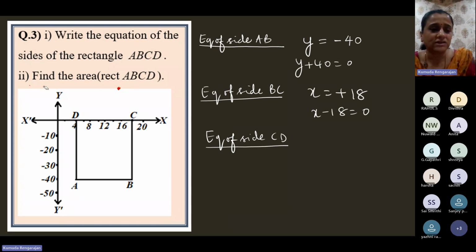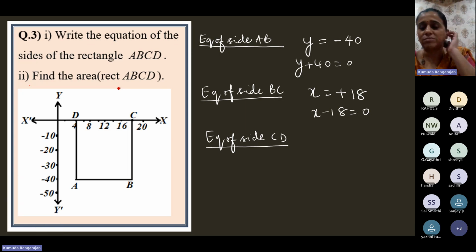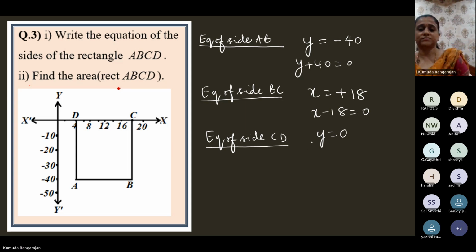Now you see that CD lies on the x-axis. So CD is a segment of the x-axis, meaning CD is a part of the x-axis. So what is the equation of the x-axis? Y is equal to 0. So since CD lies on the x-axis and the equation of the x-axis is y is equal to 0, equation of CD is also y is equal to 0 because CD is a part of the x-axis.